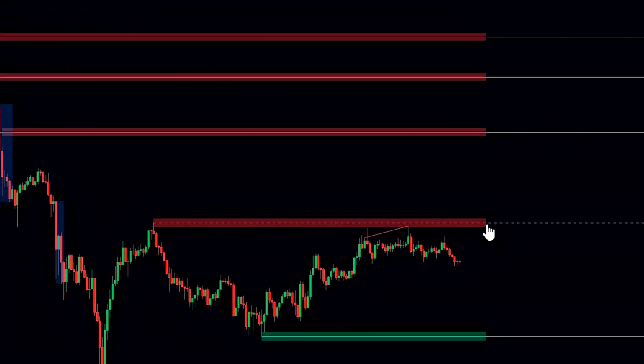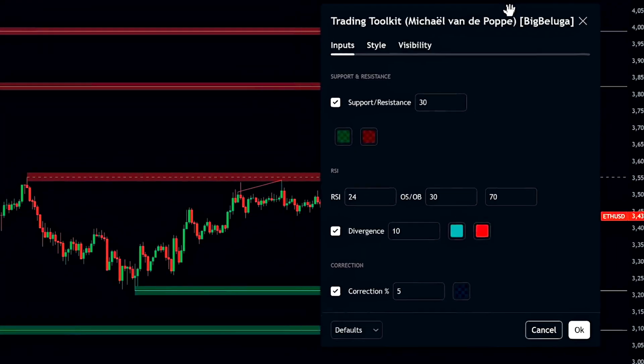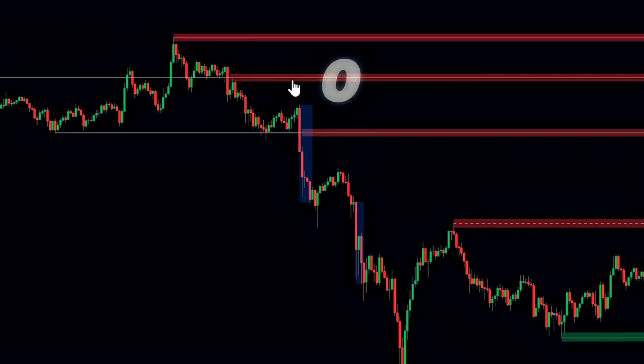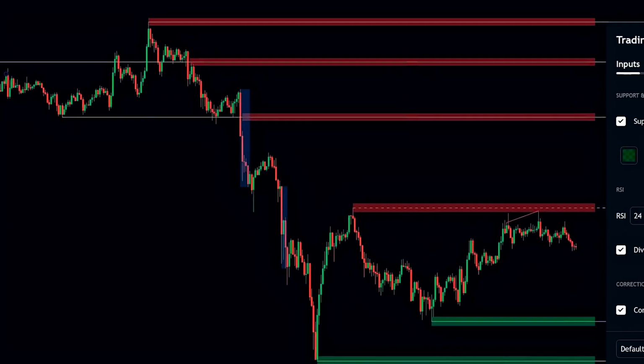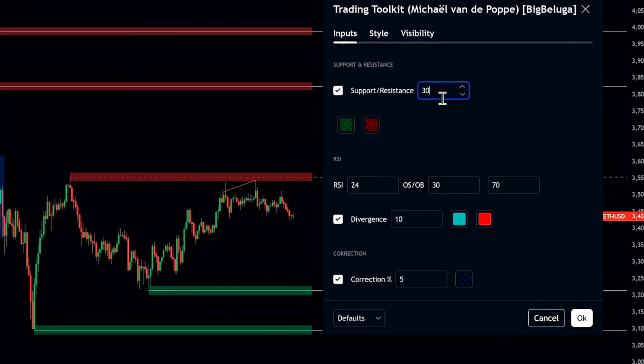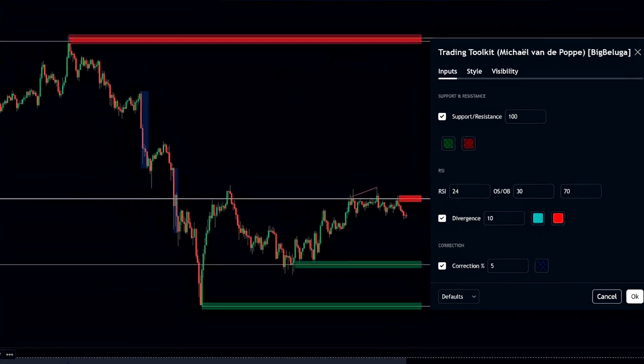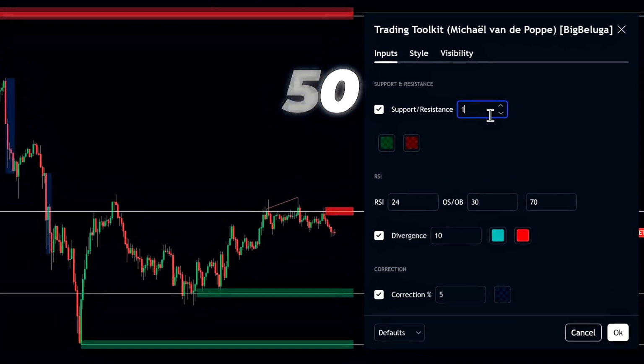Before we jump into how to trade with this, let's peek at the settings. In the Inputs tab, you've got a support and resistance length set to 30 by default. That's how far back the tool looks to find those levels. Crank it up to 100, and it will dig up levels from 100 bars back. I'm gonna pump mine to 50 for this demo.